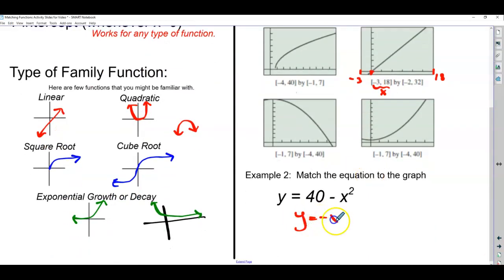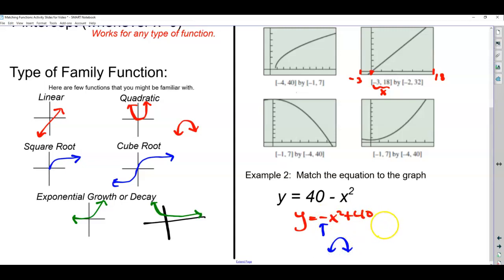Now for the next one, I rewrite it because that tells me more information. It kind of gives me a really nice piece. X squared, definitely some type of parabola. And notice it's a negative. That means the graph is going to be opening downward.